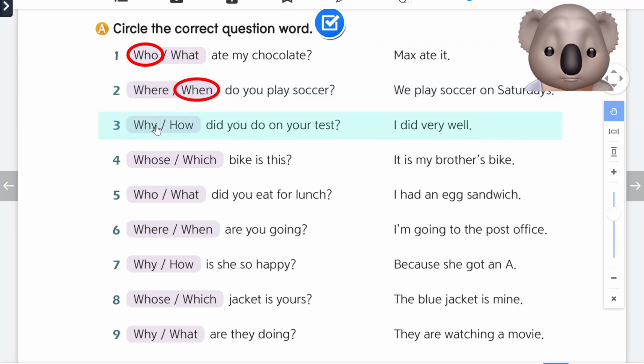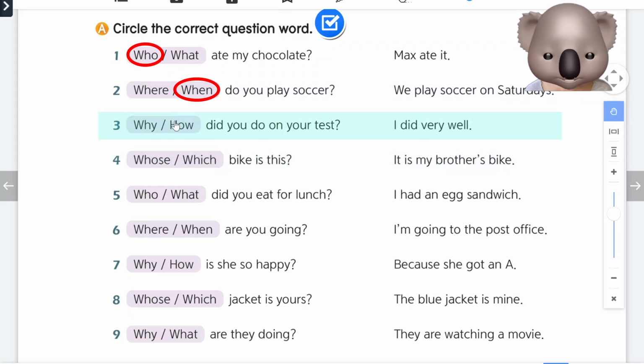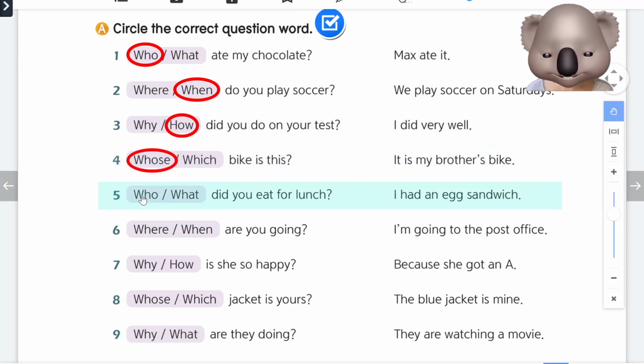Number 3, why 또는 how did you do on your test? I did very well. 왜 또는 어떻게? Good. How? How did you do on your test? Number 4, whose 또는 which bike is this? It is my brother's bike. We have an apostrophe S. That means 누구의 or 누구 거. Whose bike is this?